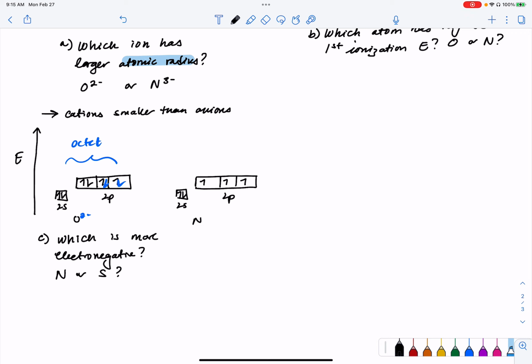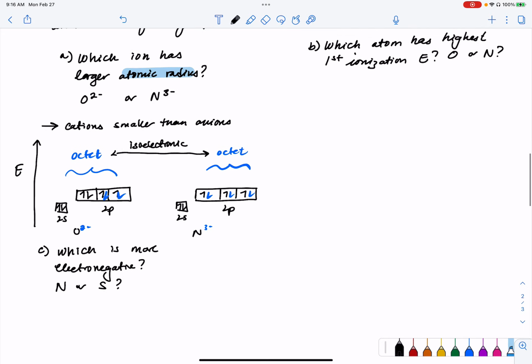And if I were to make this the nitride ion, N3 minus, I would have to add 3 additional electrons, which again gives us a nice full octet, right? Count them up. These are our valence orbitals, 2, 4, 6, 8, 2, 4, 6, 8. And when we have these two ions side by side, these are isoelectronic. They have the exact same electronic structure or electron configuration.